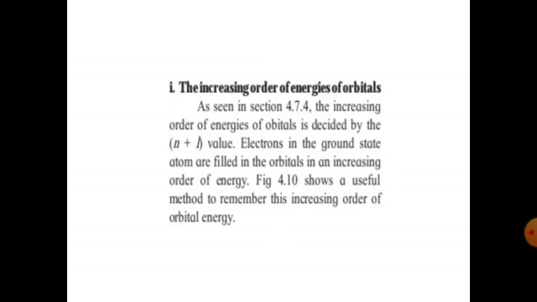The increasing order of energies of orbitals. As seen in section 4.7.4, the increasing order of energies of orbitals is decided by the n plus l value, that is principal quantum number plus azimuthal quantum number. Electrons in the ground state atoms are filled in the orbitals in an increasing order of energy. The diagram shows a useful method to remember this increasing order of orbital energy.